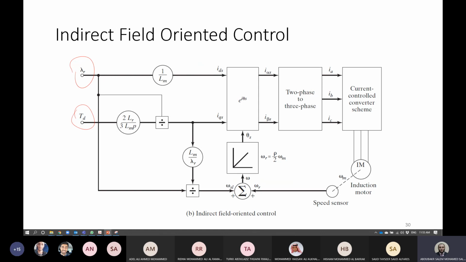Some other control techniques are also used, like direct torque control, but it's a bit different. It depends on space vector modulation. Inshallah, we will discuss this part in the next class. However, there is no time to discuss it here in our class.